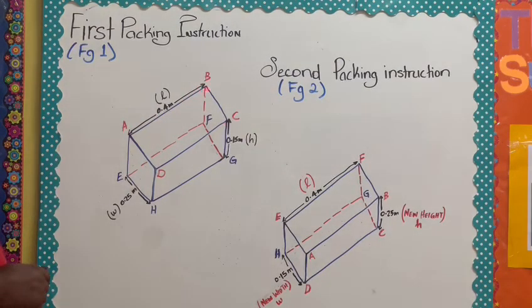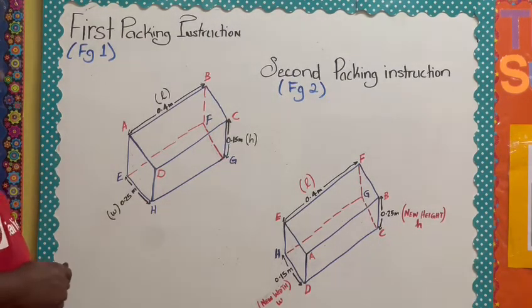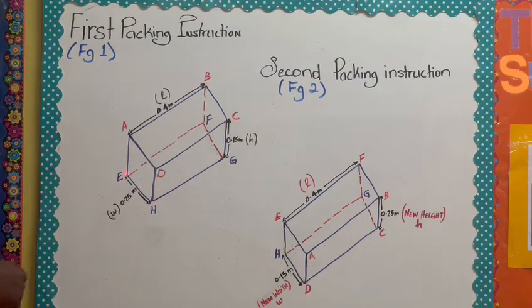And as we can see, these are all the lengths of the cartons: AB, DC, EF, and HG. Now let us look at the width of the given carton: EH, AD, BC, and FG. And the heights are CG, BF, DH, and AE.